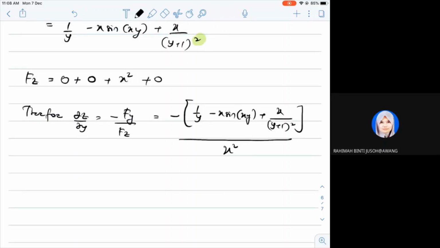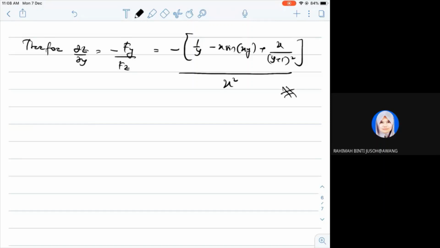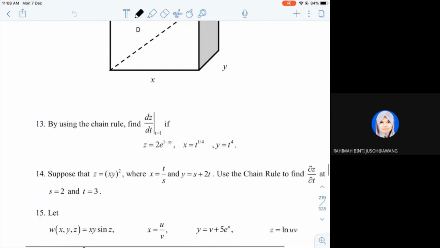Okay, so that's it, that's the answer lah. You can simplify this actually. Okay, you can simplify this. It's up to you lah nak simplify or just leave your answer like this. Doesn't matter. Okay, so understand already about the implicit differentiation, guys? Yes. Okay, so let us proceed to the subtopic 3.5, relative extrema.